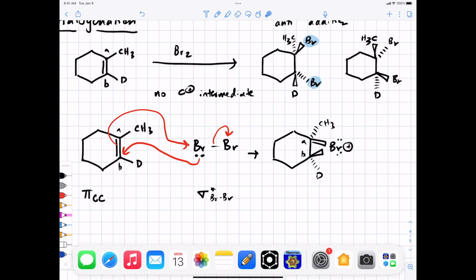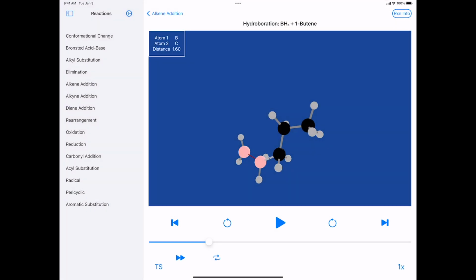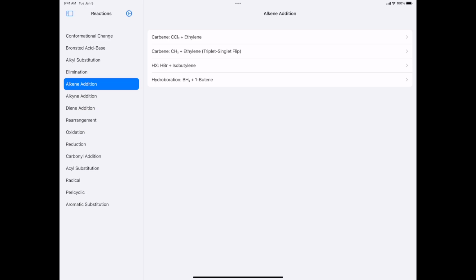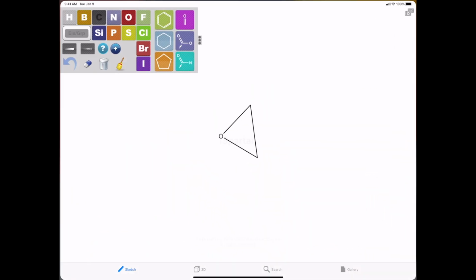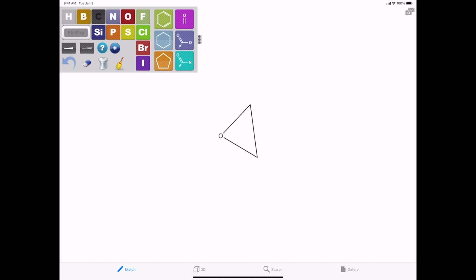I'm going to see, do we have alkene addition? I wonder if we can draw that intermediate in Spartan and just sort of see what happens.